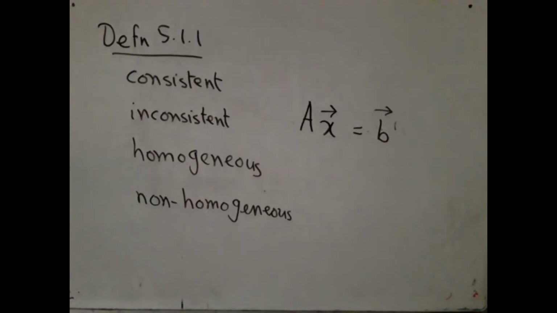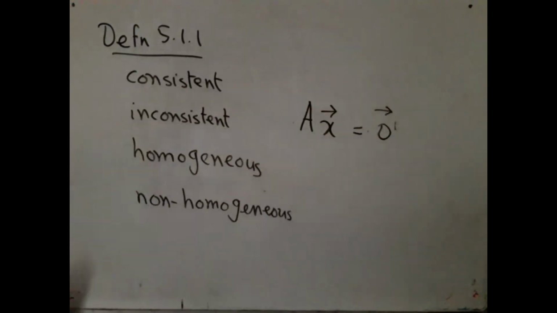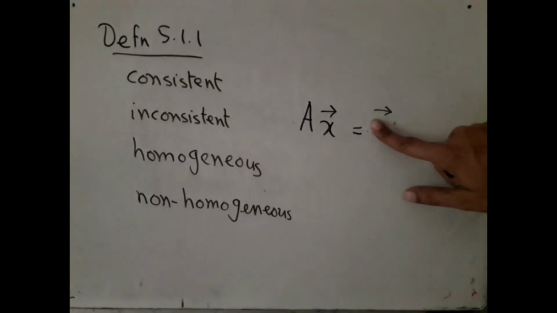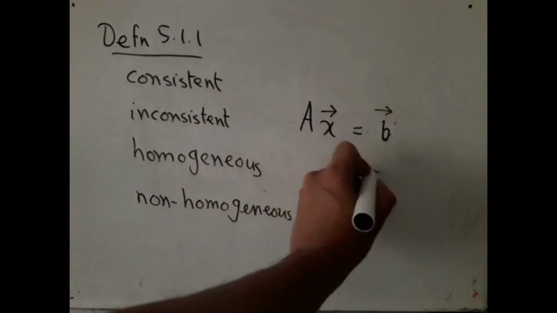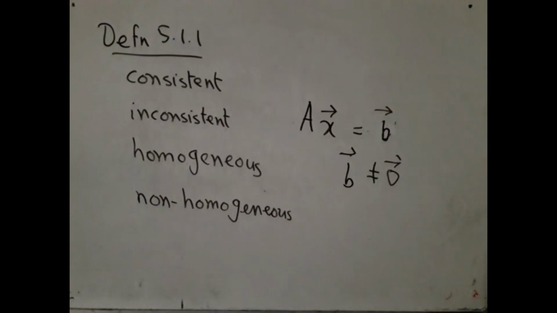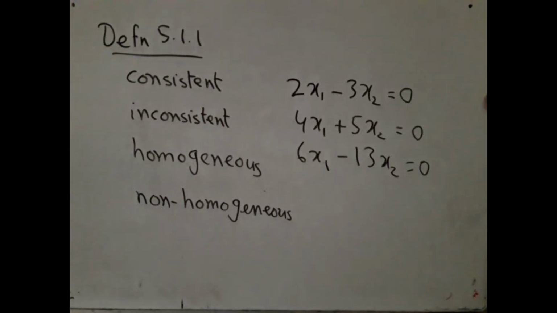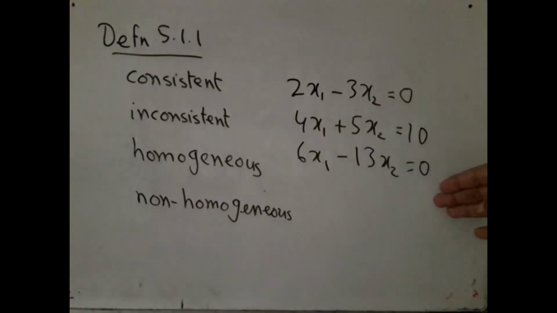A system is called homogeneous if this right hand side b is just the 0 vector. Then we call it homogeneous. If this right hand side is something which is non-zero, that is at least one entry of b is non-zero, then we call it a non-homogeneous system. This is an example of a homogeneous system because all these numbers are 0. If at least one of them is non-zero, then this system is an example of a non-homogeneous system.